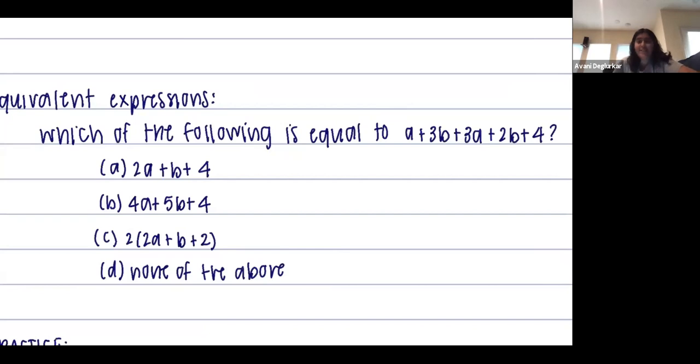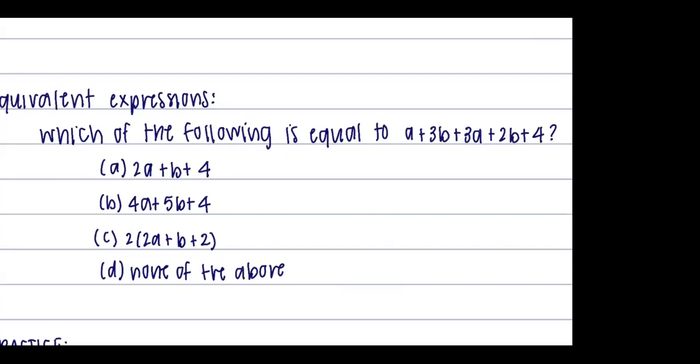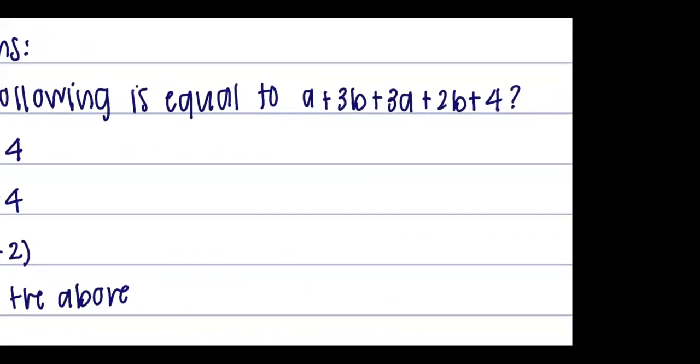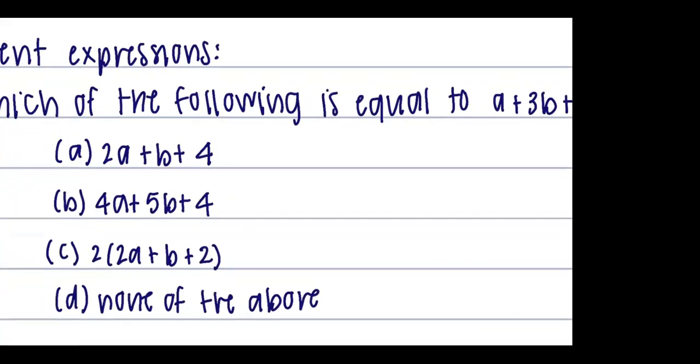Okay, yeah, the correct answer is B. Who wants to explain this one? Seems like you guys are doing really good on this. Athena, go ahead. So you add 3a plus a equals 4a, and then 3b plus 2b equals 5b. So the answer is 4a plus 5b plus 4, and B is the correct answer because it says it.